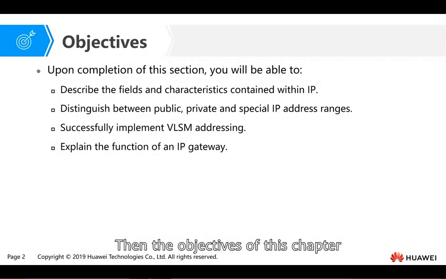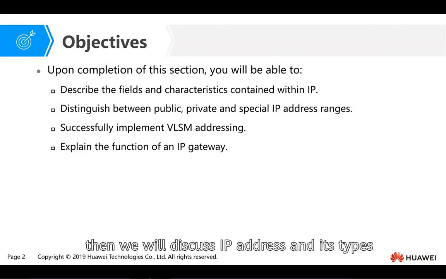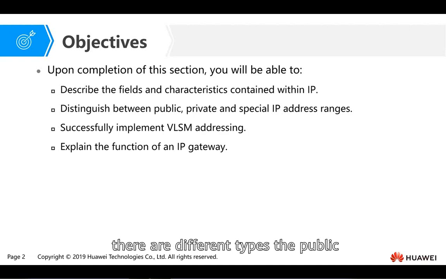The objective of this chapter is, first, we discuss the functions of the IP protocol. And then we discuss the IP address and its types. There are different types: the public, the private, and some special IP addresses. And then we discuss VLSM, the variable length subnet mask, and then the function of the IP gateway.